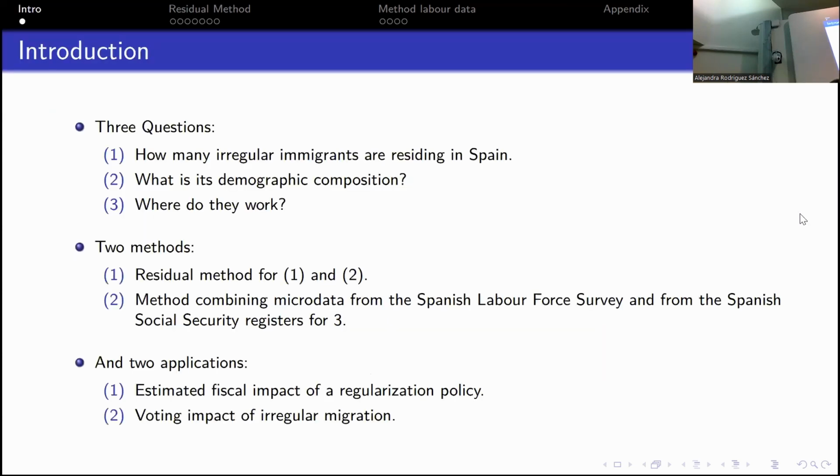So the three questions that I will try to address in this talk are: the first one is how many irregular migrants are residing in Spain. The second one is what is their demographic composition, and where do they work? By where do they work, I mean in which sectors do they work? And to answer these questions, I will implement two methods that have already been implemented in the literature, but I'm just refreshing them for you.